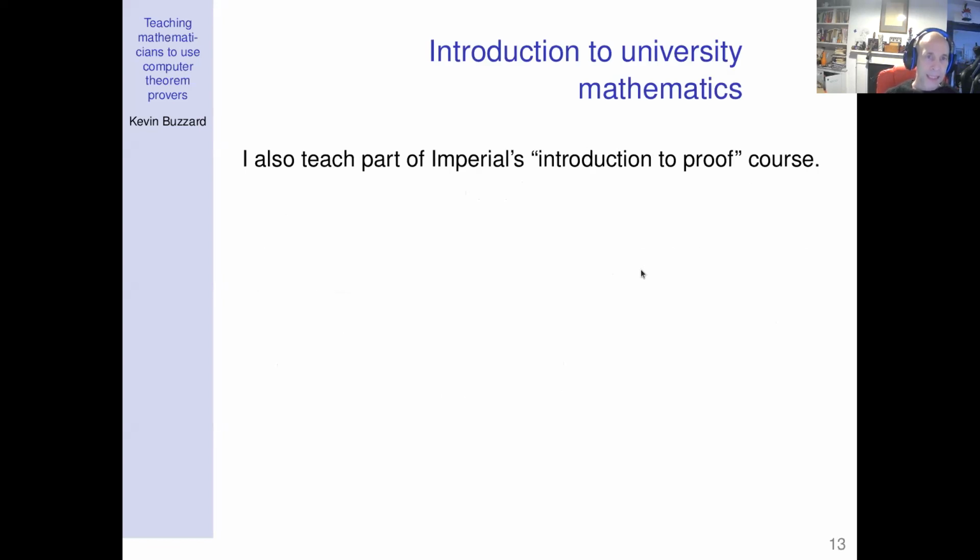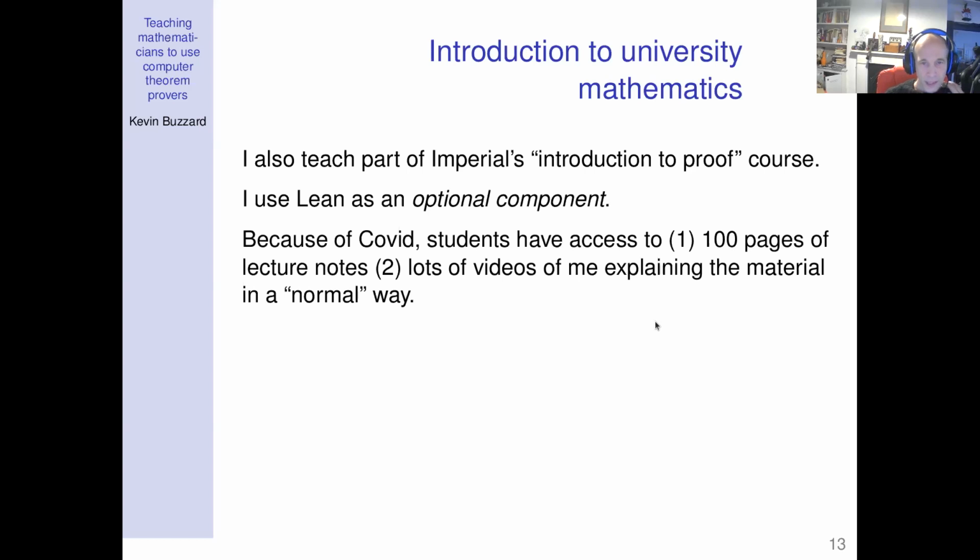But then finally, what's the other course I'm teaching? I am actually involved in teaching Imperial's Introduction to Proof course. Still, they didn't forcibly remove me from this course, even though I was using interactive theorem provers in the course. And what's happening there is I use Lean as a completely optional component. So we're going through basic proofs like, composite of injective functions is injective, that sort of thing. But because of COVID, of course, we had to rethink that course in 2020.